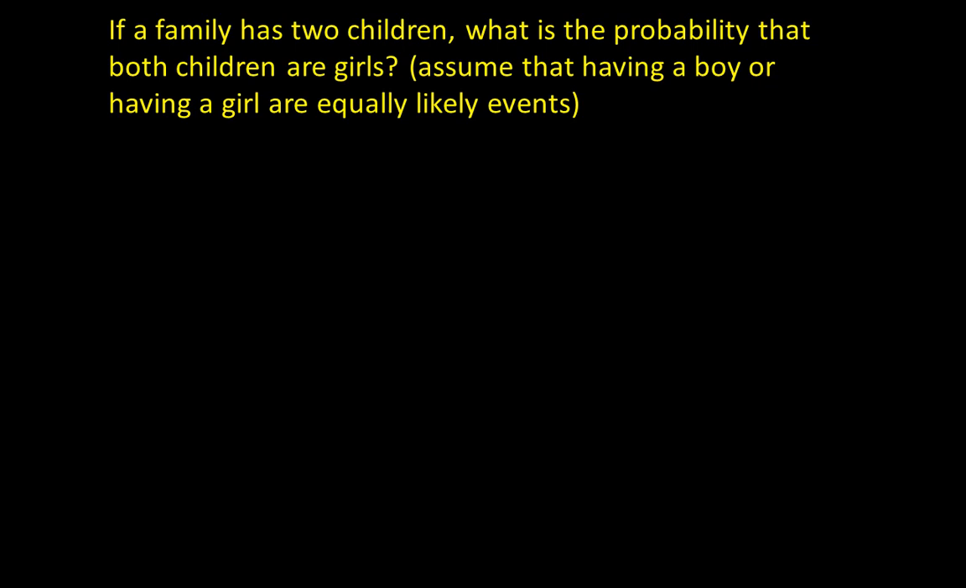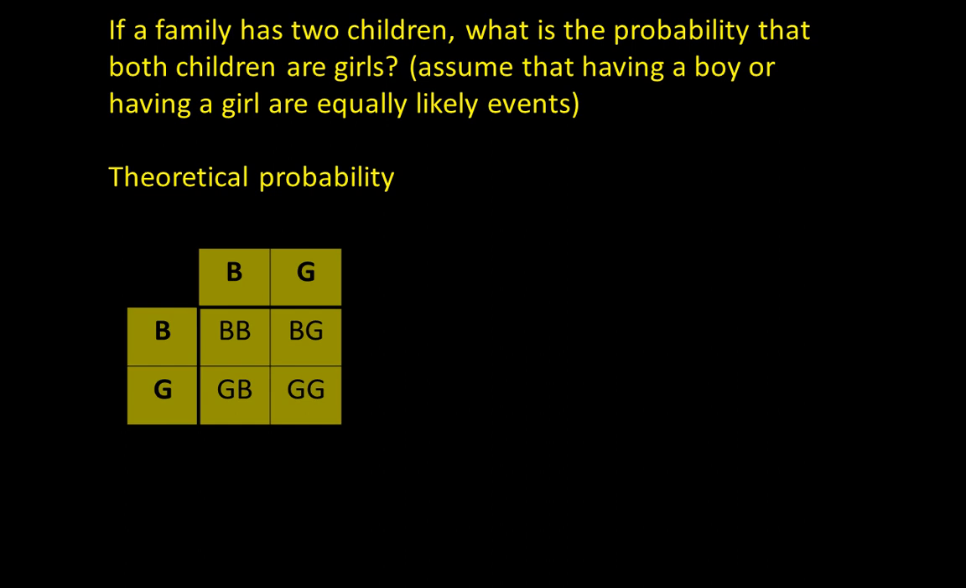So let's look at a real life example of probability that is an experimental probability and that involves having children. If a family has two children, what's the probability that both children are girls? And what we're going to assume is that having a boy and having a girl are equally likely events. Now, we've already talked about ways to organize this information to come up with a theoretical probability, which might be to make a table and look at the outcomes of getting a boy or girl and combining those outcomes to get four possible outcomes that are equally likely.